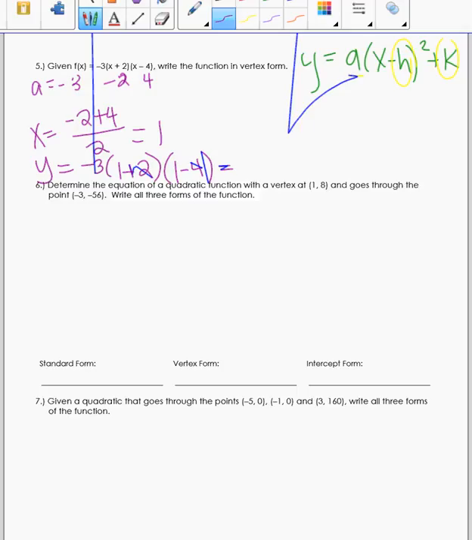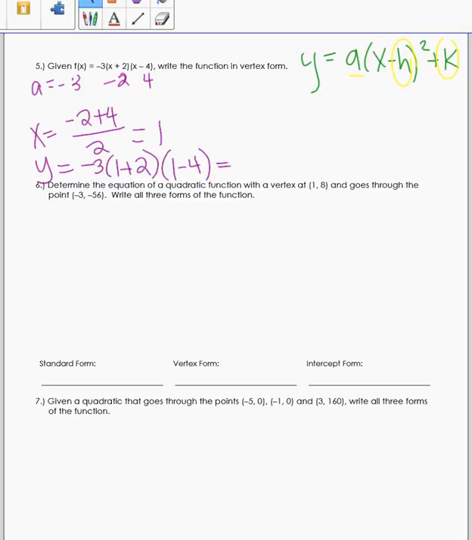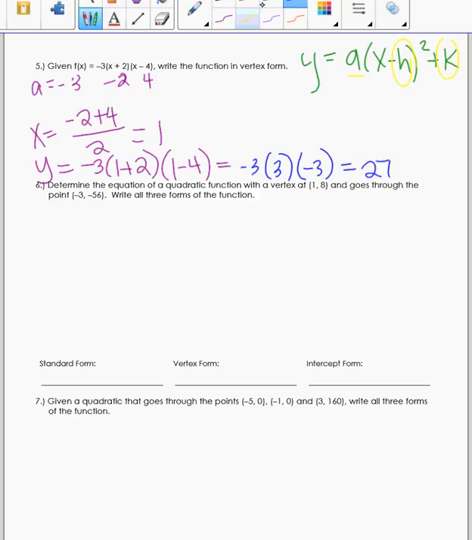So we end up with -3 times 3. If you need to write it out, go ahead and do that. And then times -3. So we end up with -3 times 3 is -9 times another -3 is a +27. So our answer is going to be y equals -3 for our a value times x minus 1, because that's the x coordinate of my vertex, squared plus 27.